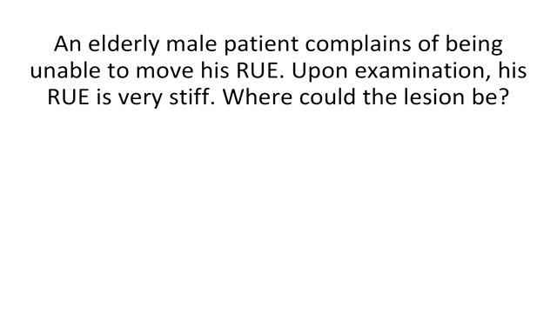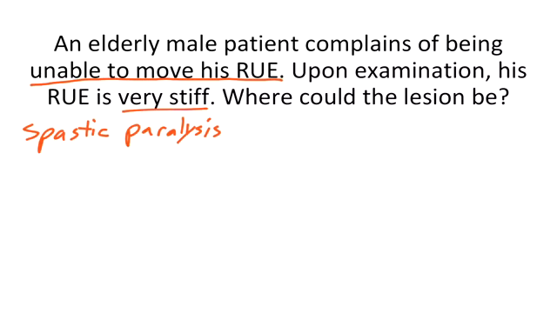Let's do another question. Let's say an elderly male patient complains of being unable to move his right upper extremity. Upon examination, his right upper extremity is very stiff. Where could this lesion be? So what's being described in this scenario is spastic paralysis. Notice that his arm is paralyzed, he's unable to move his right upper extremity, and he's demonstrating stiffness or hypertonia. So we believe that he has spastic paralysis, which is a sign of an upper motor neuron lesion. Whenever you get an upper motor neuron or lower motor neuron question, think of the corticospinal tract.